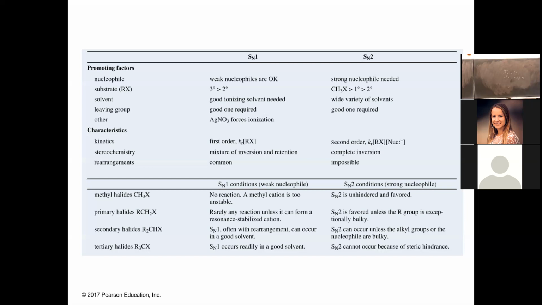The two reactions differ in their kinetic order. SN1 is first order, SN2 is second order. There's stereochemical differences that we just talked about. SN1 is a mixture of inversion and retention, whereas SN2 is complete inversion. SN1 can undergo rearrangement of the skeleton, but SN2 doesn't.